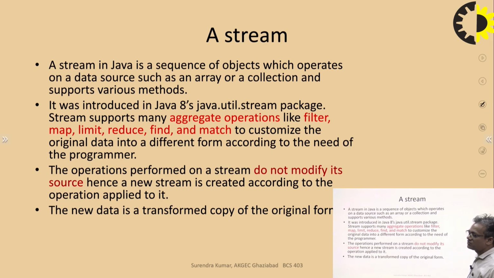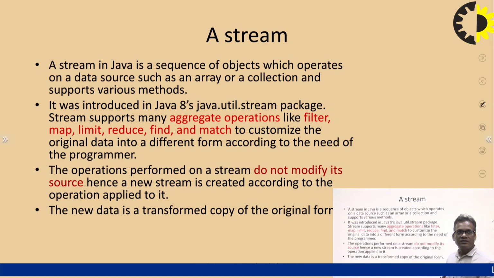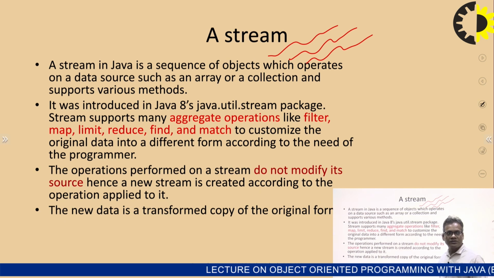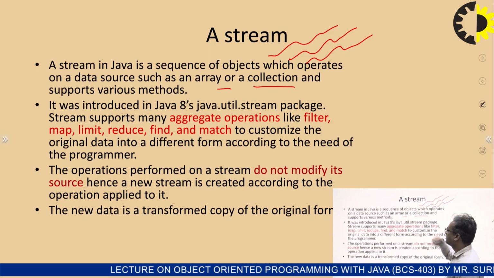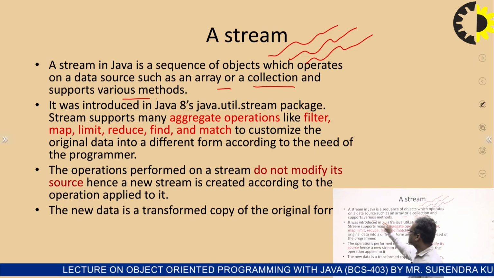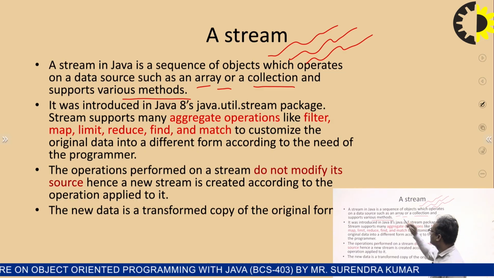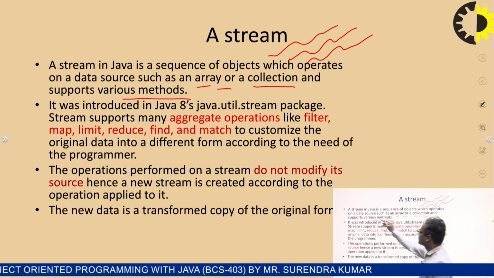So what is a stream here? A stream in Java is a sequence of objects. Stream is a sequence of objects, like a water stream. A sequence of objects which operates on a data source such as an array or collection and supports various methods. So it works on an array or the data source.